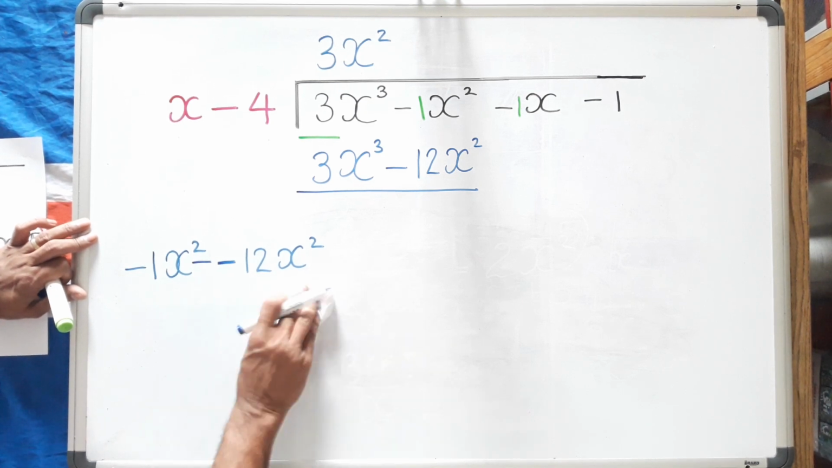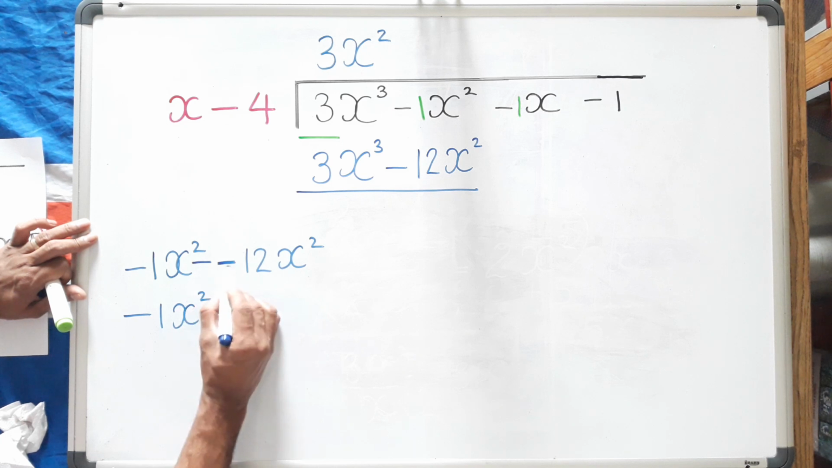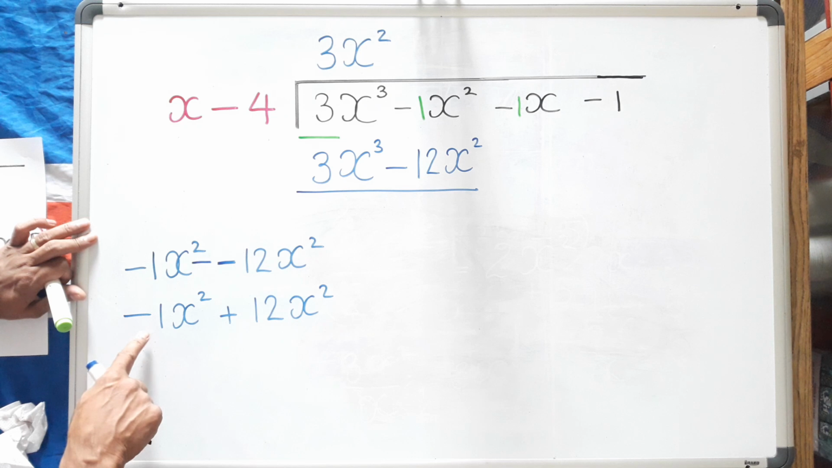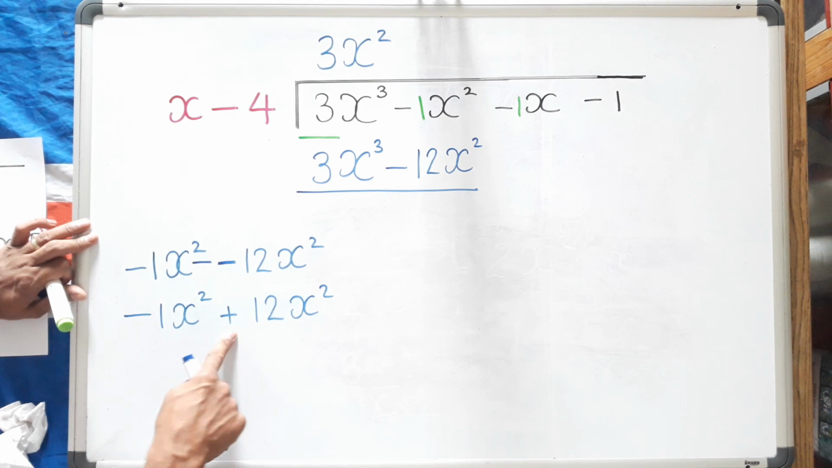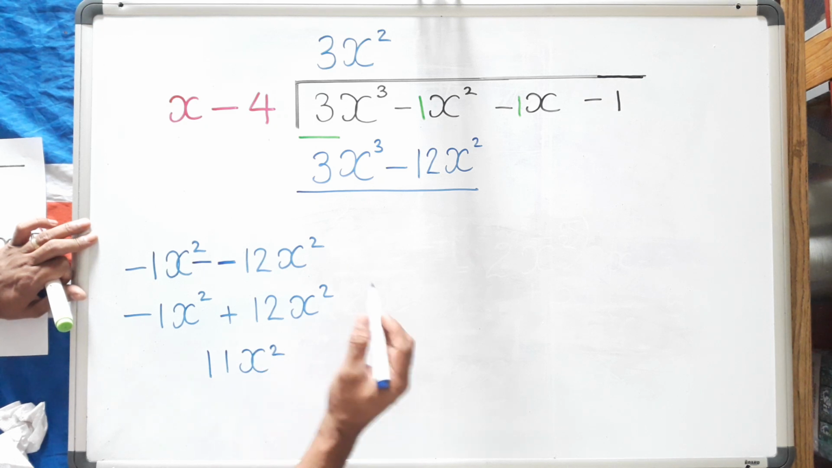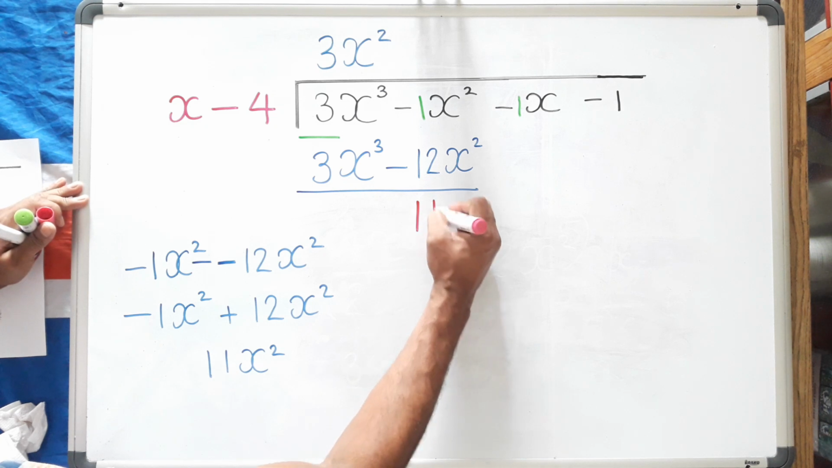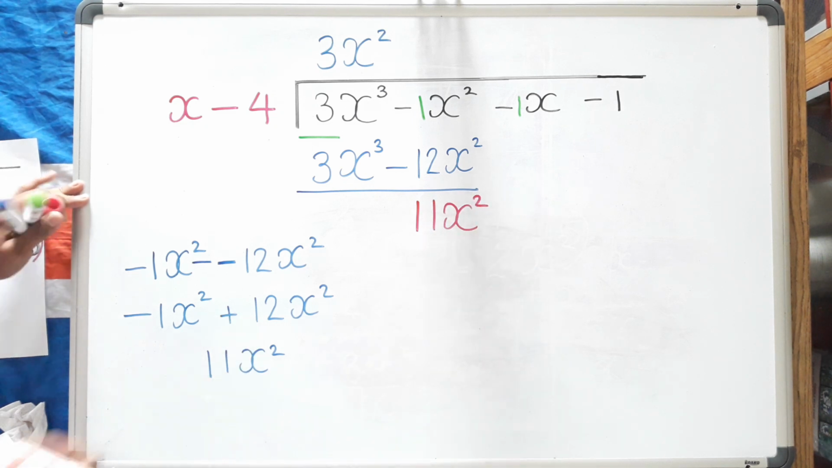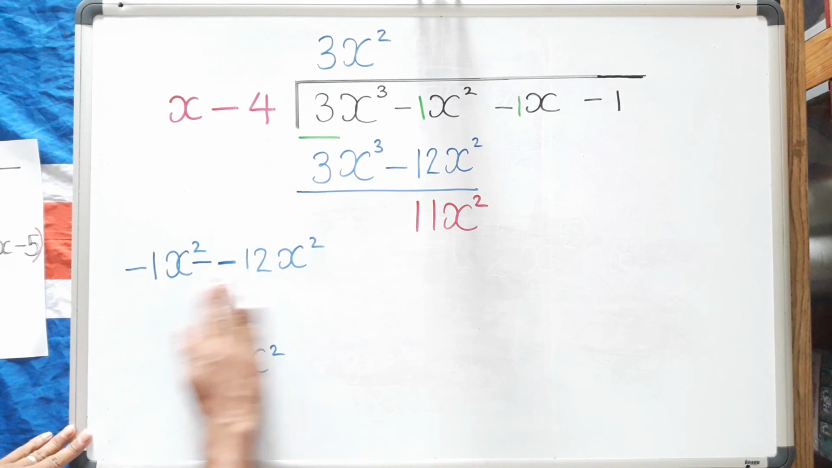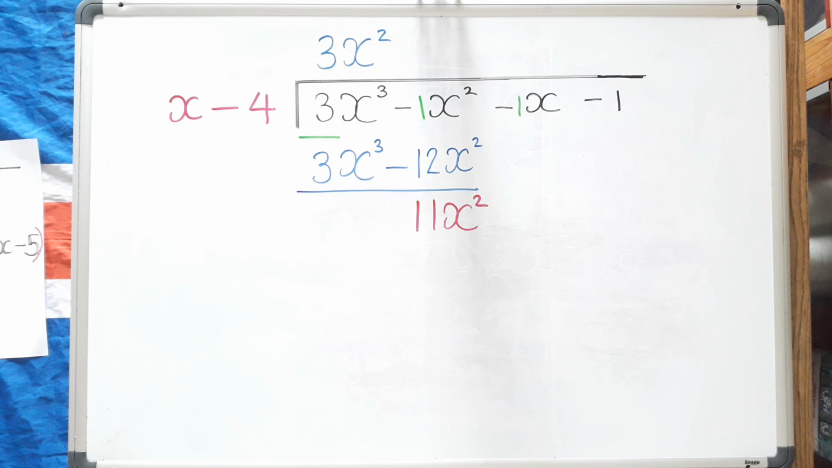So two negatives will come together to give you what? A positive. So you get positive 12x squared here. So minus 1x squared plus 12x squared is 11x squared. So below here, I will get positive 11x squared. So you have to be careful about this minus sign here. All right. So below here, we end up with 11x squared.